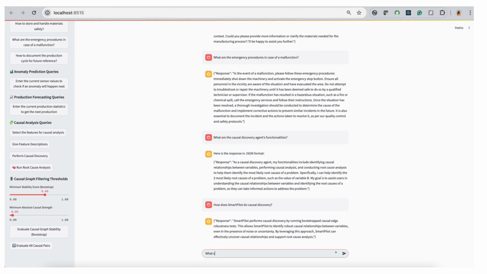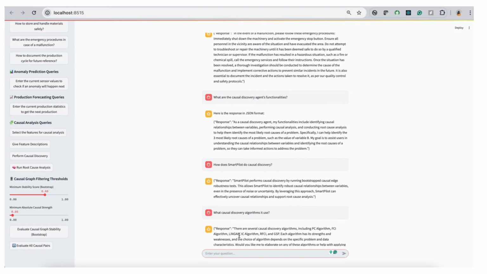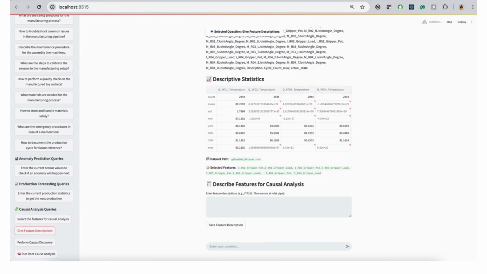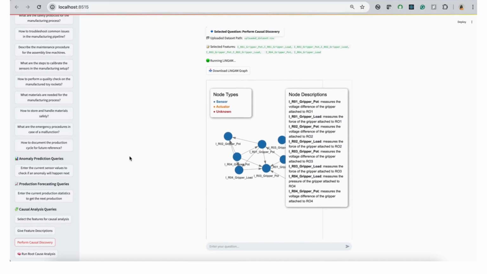So, what are the causal discovery agent's core functionalities? At its core, it identifies the direction and strength of influence between variables in your manufacturing data, like which sensor causes another to deviate, or which robot's behavior propagates faults downstream. You select key features, gripper load and potentiometer readings across all robots, and SmartPilot automatically builds a causal graph.